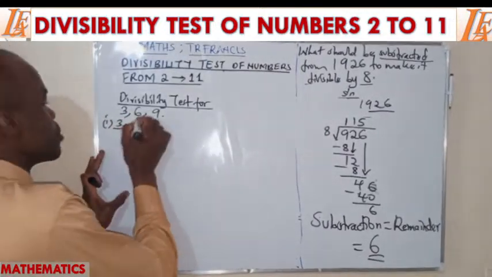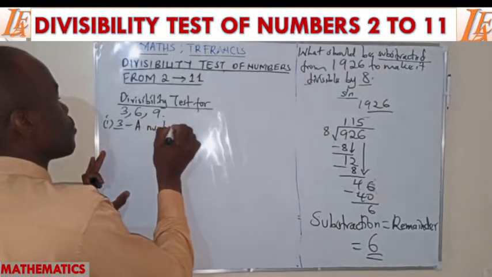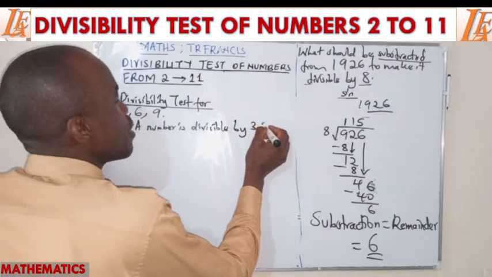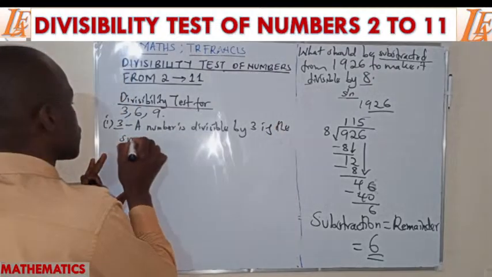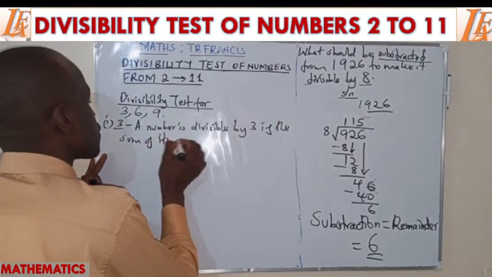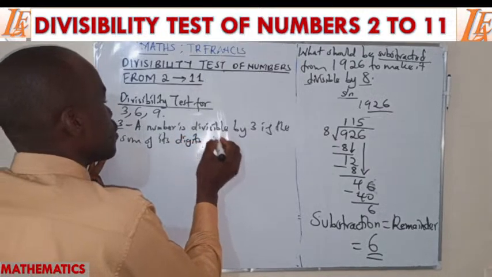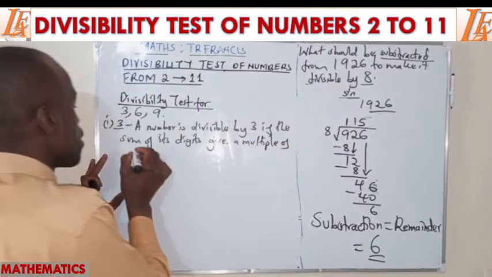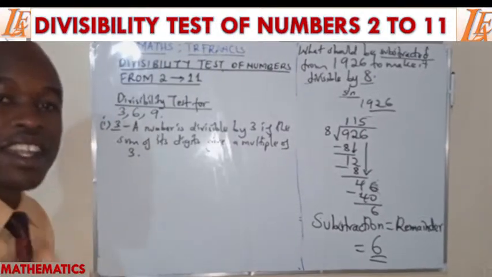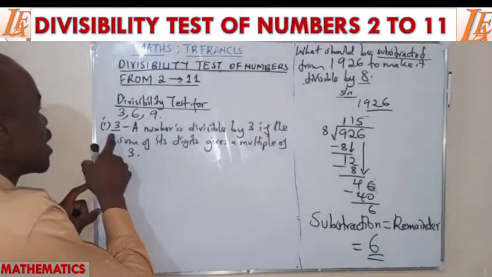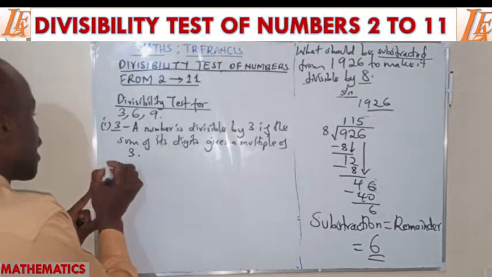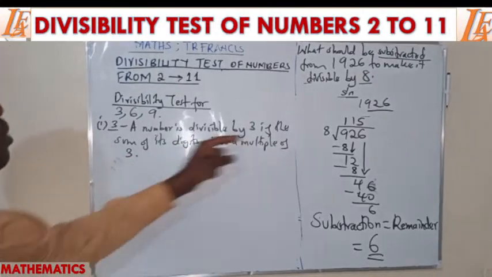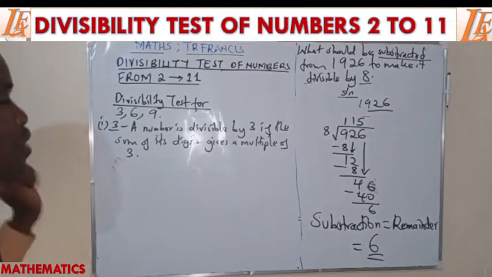A number is divisible by 3 if the sum of its digits gives a multiple of 3. And get this one: the divisibility tests for 3 and 9 are the same. So here, again, I can put the 9 also, but let me first do it for 3. A number is divisible by 3 if the sum of its digits gives a multiple of 3.